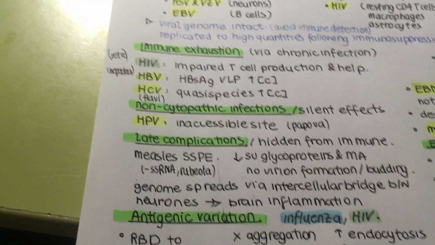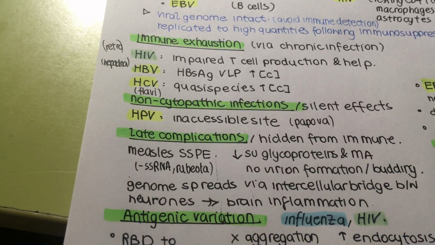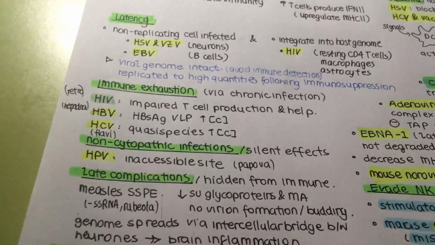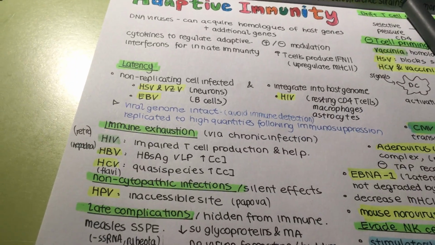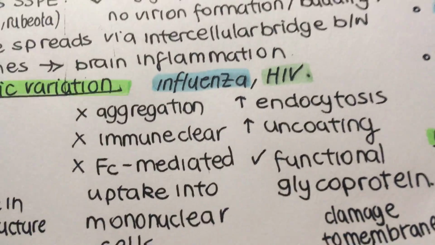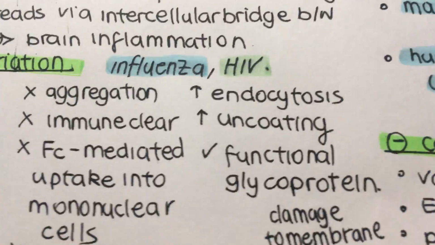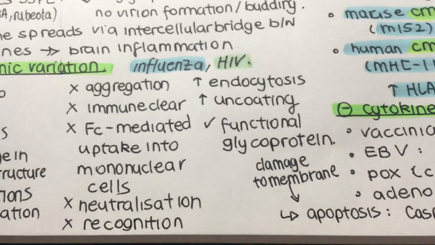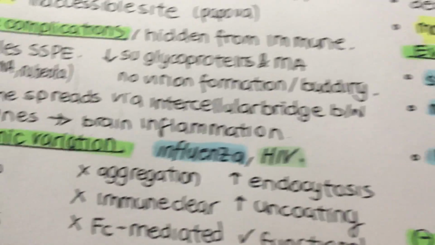And basically, by changing its antigens and epitopes all the time, B cells can't recognize it. So this won't lead to aggregation of infected cells or immune clearance. It will stop Fc-mediated uptake into mononuclear cells, neutralization, recognition, all the good stuff. And what it instead allows the virus to do is to get endocytosed and uncoated. And what's interesting is that despite so many changes in their glycoproteins, these glycoproteins are still functional.